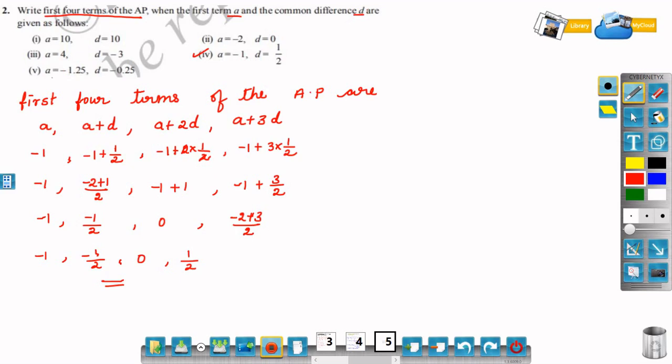See, in the fifth one, A is minus 1.25. In the place of A, you have to write minus 1.25. And in the place of D, you have to write minus 0.25. Then you can do.